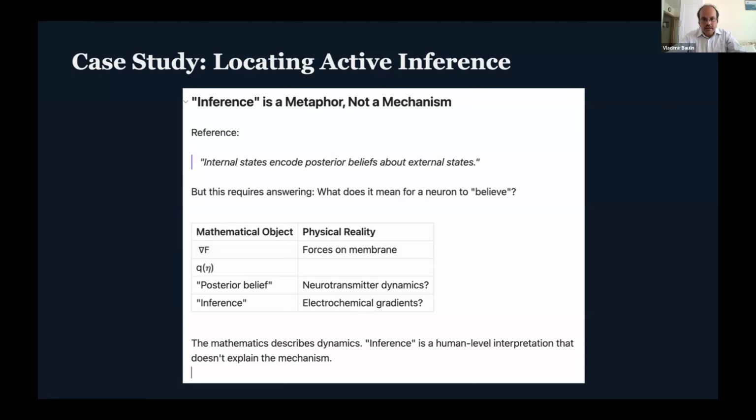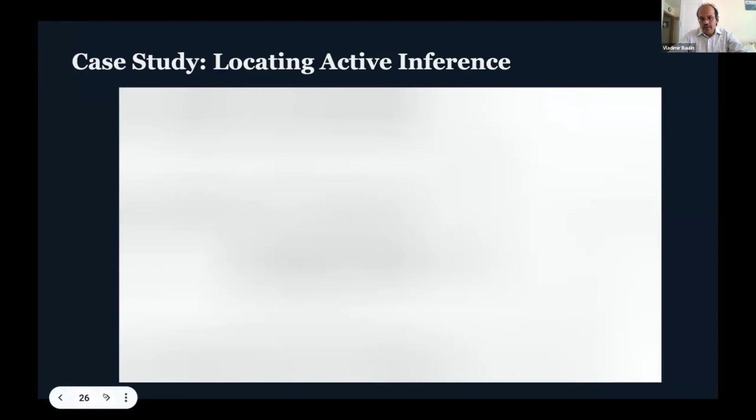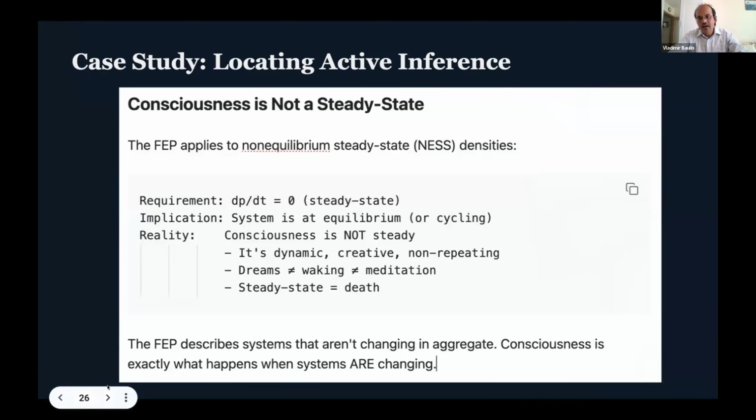And this method finds that you have four mathematical objects. There is a gradient, and the gradient is the forces on the membrane. Then you have posterior beliefs and inference. For example, the neurotransmitter dynamics, inference, and also the evaluation of probabilities. Another is a probability. That mathematics describes the dynamics. However, inference is a human interpretation of what the dynamic system does. That's why here we see the interconnection between mathematical objects, and the inference in this case is more like a metaphor. This comes automatically from this system.